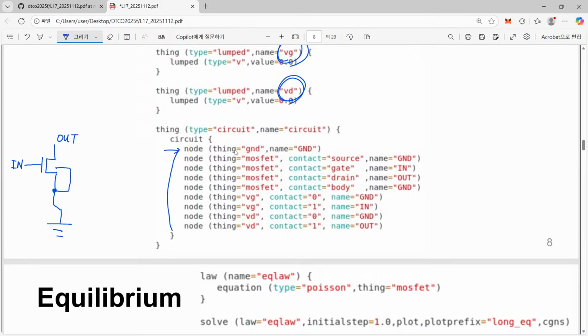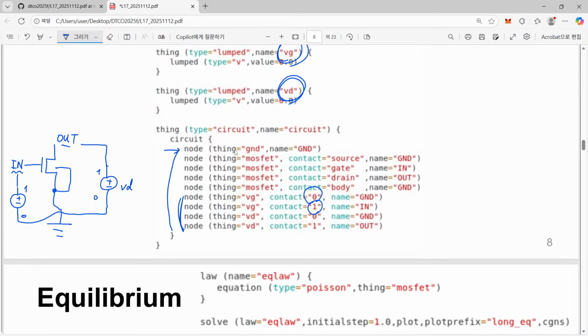However, what is this in and what is this out? That should be specified in this part. In this case, we have another voltage source. Yes, and it has two contacts, 0 and 1. This 0 is connected to the ground, and 1 is connected to in. Quite similarly, we have another one called VD, and it also has 0 and 1. Its 0 is connected to the ground, and its 1 is connected to output.